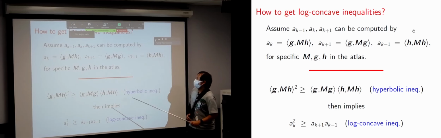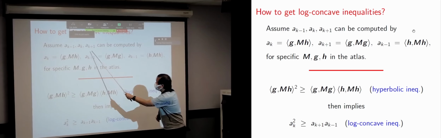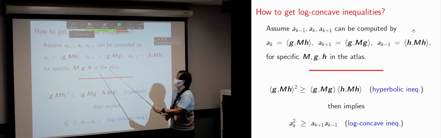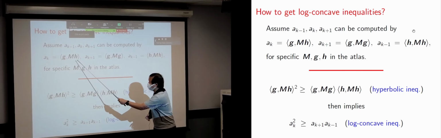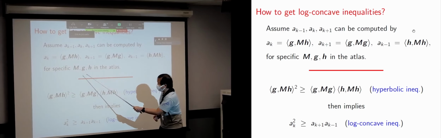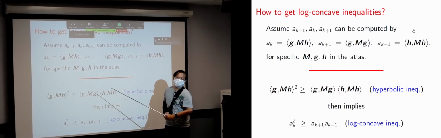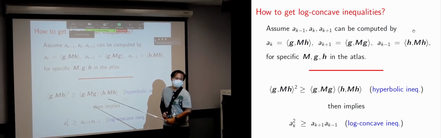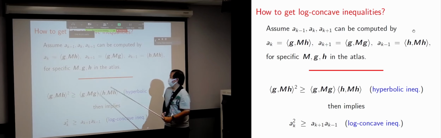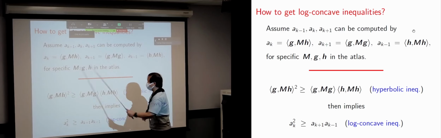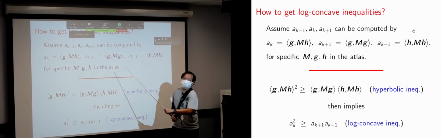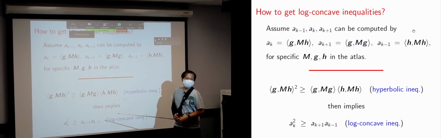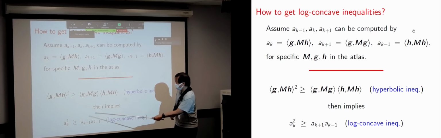It's done in such a way so that a_{k-1}, a_k, and a_{k+1}, the numbers in your sequence, can be written as an inner product of this matrix M with G and H, where M, G, H come from your atlas. There are specific values, specific inputs. And now that you have this information, it follows that log concavity is just a special case of the hyperbolic inequality, where you plug in the specific values to get your log concavity.